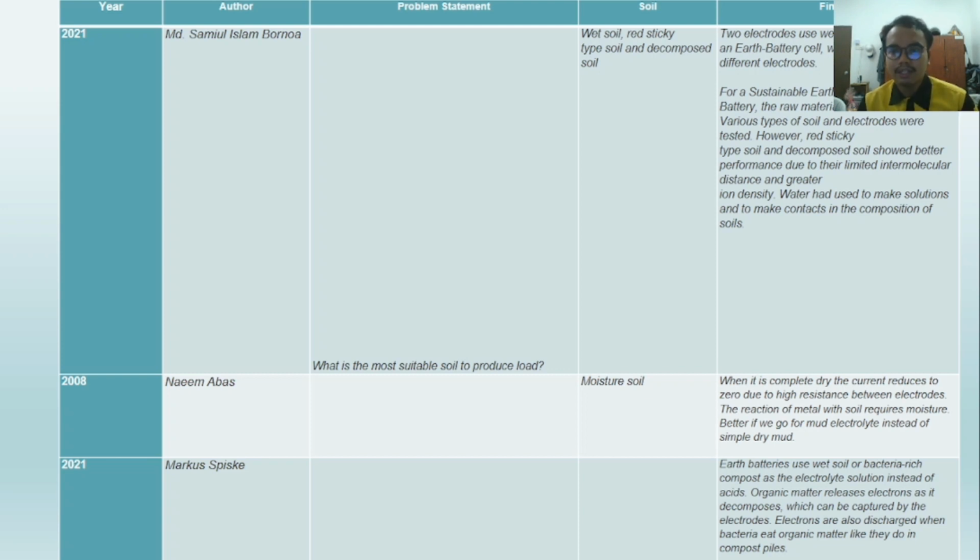Better to go for the mud electrolyte instead of simple dry mud. Next is Marcus Spisk, and he also used moisture soil. So what I find is earth batteries use wet soil or battery-rich compost as the electrolyte solution instead of acid.